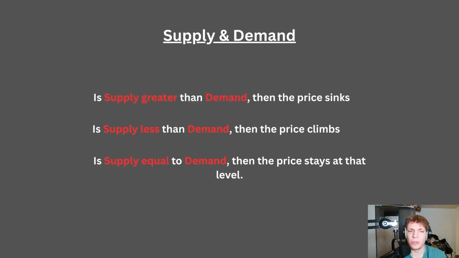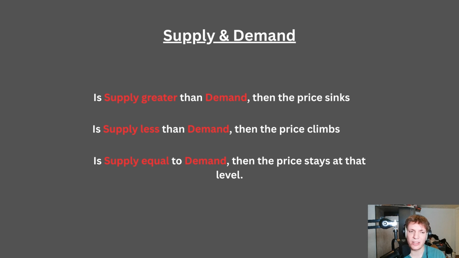Supply and demand is a universal concept. It exists everywhere in life. Every market is driven by supply and demand. Supply is how much is available to sell, and demand is the buyer side, how much demand exists and how many buyers there are. If supply is greater than demand, the price falls.